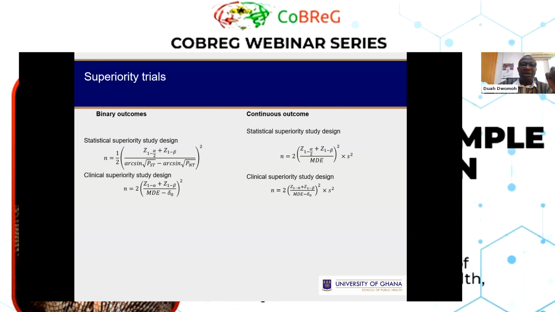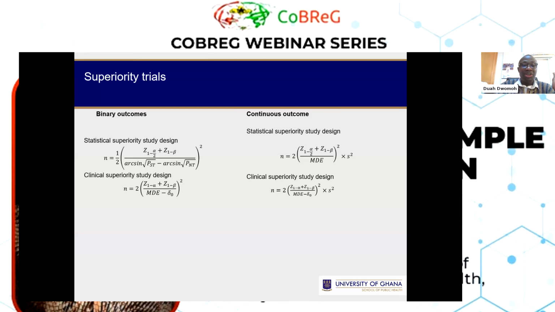Okay, so in the context of a statistical superiority study design, your sample size is z subscript 1 minus alpha over 2 plus the power of the study z subscript 1 minus beta, divided by the root of the proportion of individuals in the standard treatment minus the proportion of individuals in the new treatment that had the outcome measure of interest. And that is a binary outcome.